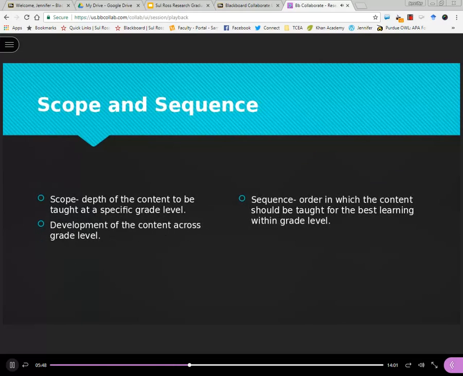Next is scope and sequence. Scope is the depth of the content to be taught at a specific grade level, and the development of this content across grade levels. Now, sequence, it's the order in which the content should be taught for the best learning within a grade level.